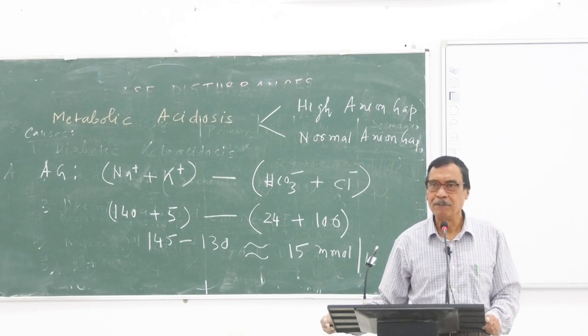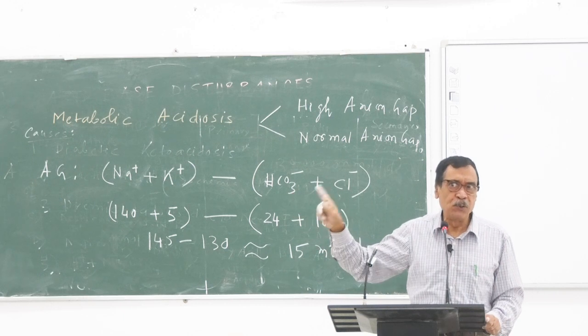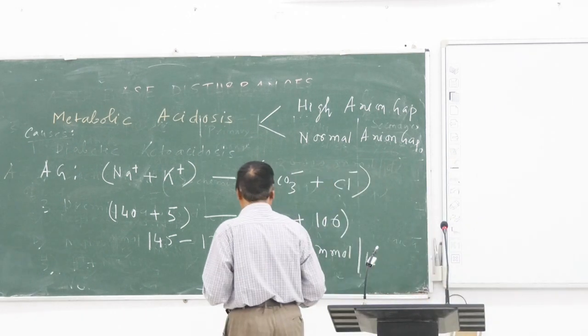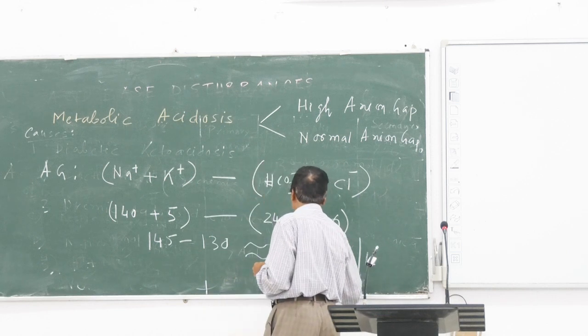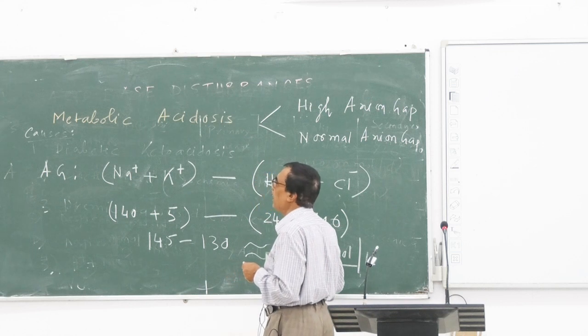If someone ingests these, there will be development of the metabolic acidosis. In addition to 3 causes, poison. Anyway, it is more or less 15 millimole per liter, the anion gap. Practically there is no anion gap.